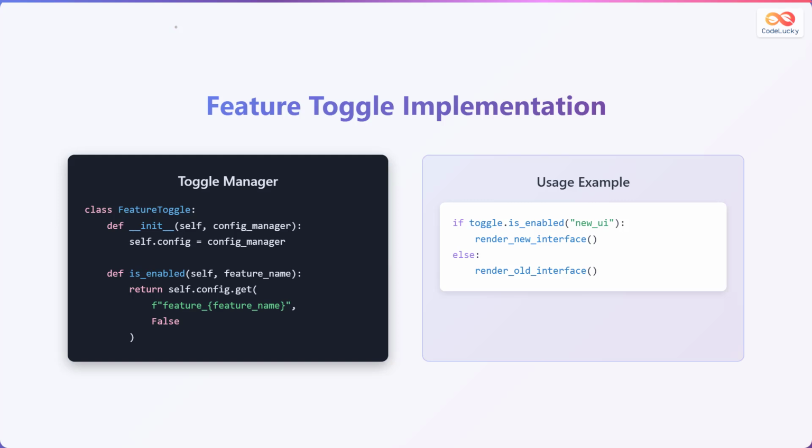Here's an example of how to implement feature toggles. We define a class called feature toggle. It takes a config manager instance as input. The isEnabled method checks if a feature is enabled based on the configuration. Now, looking at the example, we can see how to use this feature toggle. If the new user interface feature is enabled, the new interface will be rendered. Otherwise, the old interface will be rendered. This allows you to switch features on or off without changing the code.